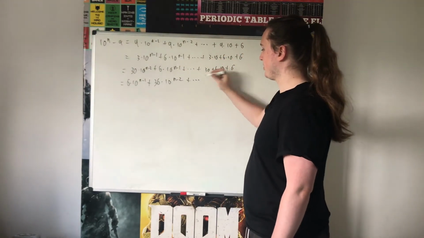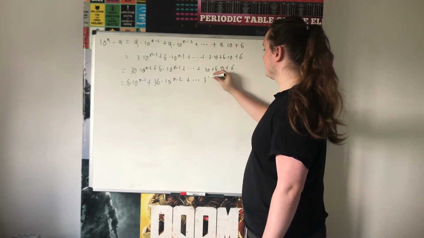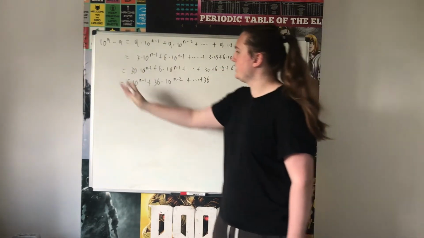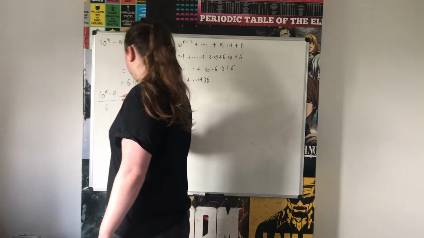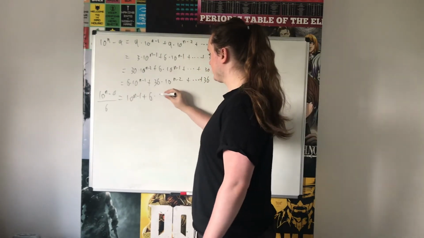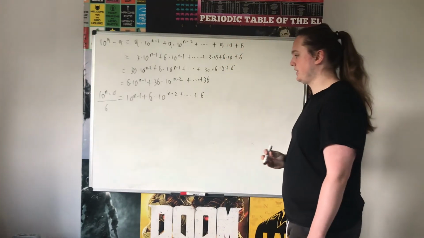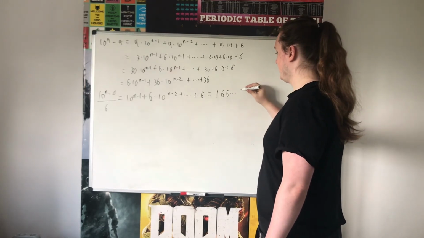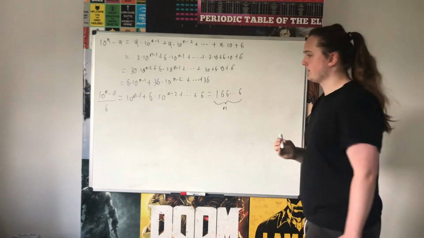Now we're going to have the same process, so a series of 36's times the powers of 10, all the way down to just 36. Now what we can do is divide this by 6. And so when we divide both sides by 6, we're going to get 10 to the n minus 1 plus 6 times 10 to the n minus 2 plus a series of 6's down to just a 6. And if we write this out, we get 1, 6, 6, and a series of 6's, where in total we're going to have n digits here.